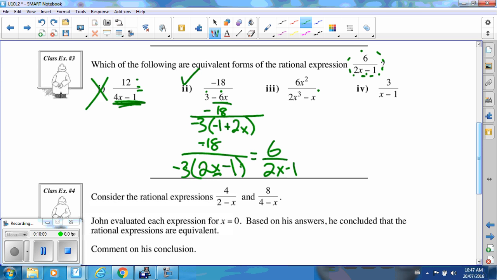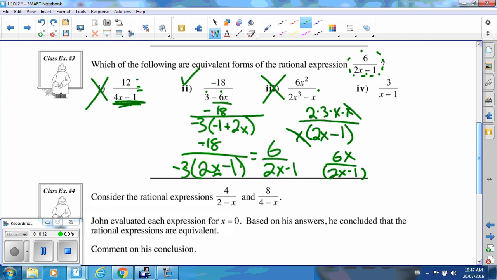This case, I'm going to take out some common factors. This is going to be 2 by 3 by x is my whole breakdown of my numerator. And take out x out of here, this leaves me with 2x minus 1. This x and that x can cancel, so now I have 6x over 2x minus 1. That doesn't work. Not the same. Too many x's in the numerator. Close, but not close enough.